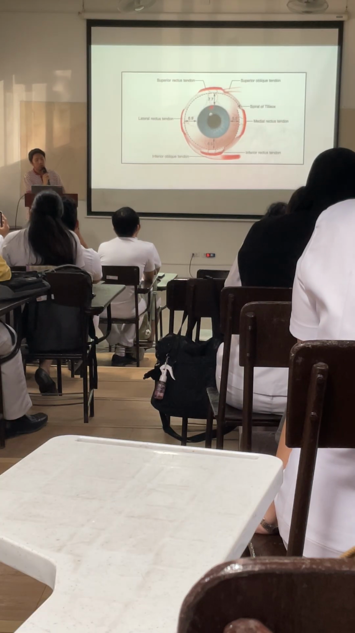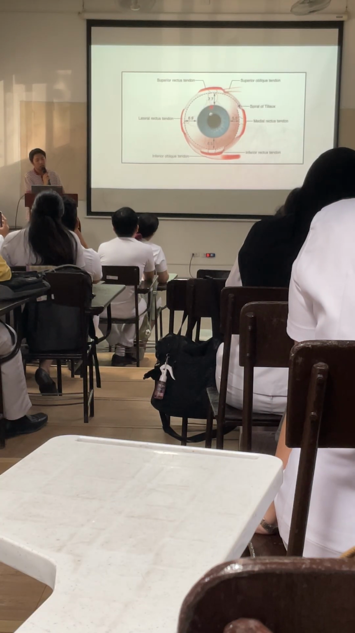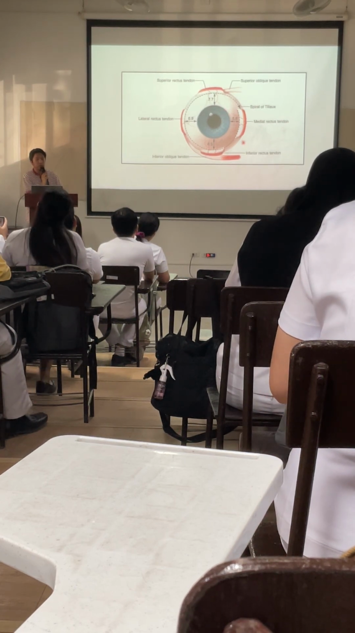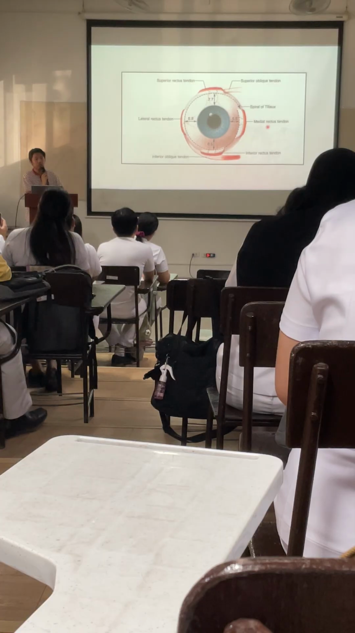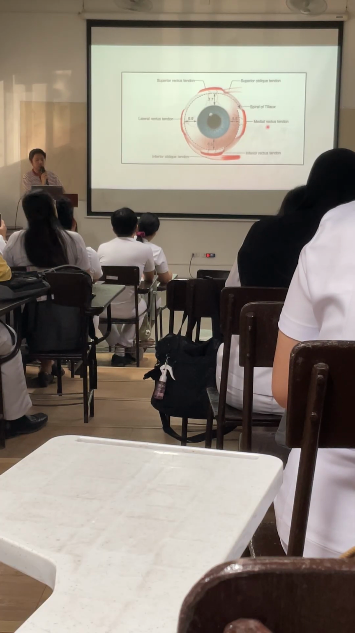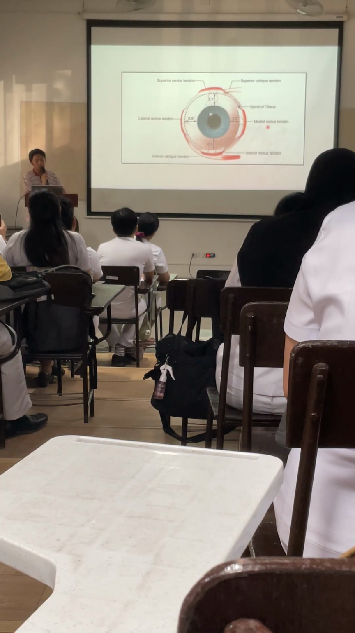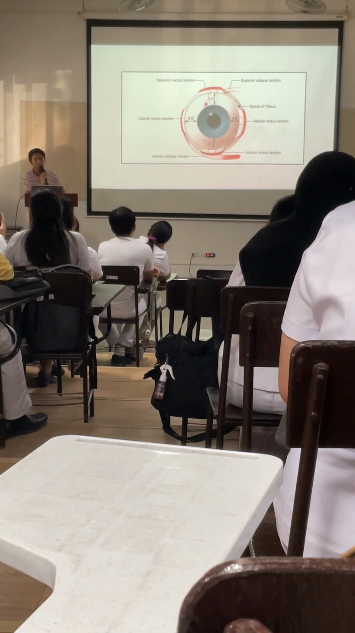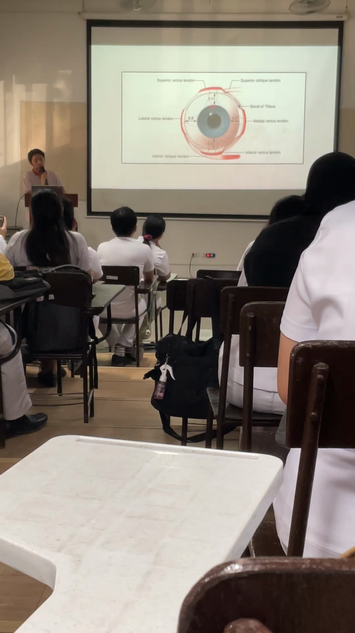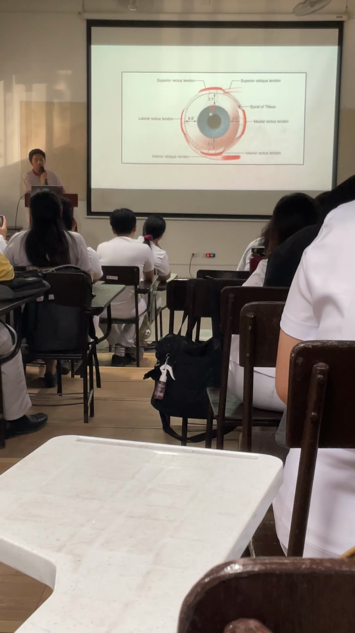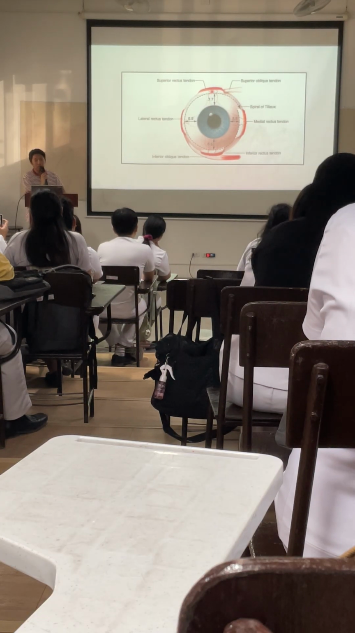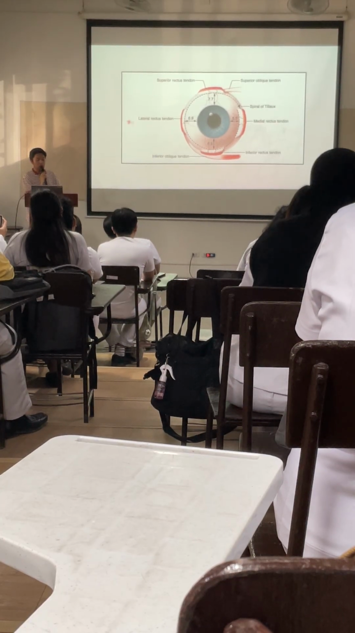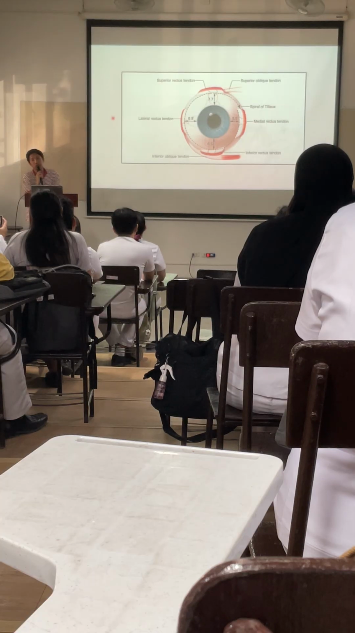So here you would see the muscle insertions. Each muscle is inserted in different measurements from the eye. Your medial rectus has the shortest insertion, which is 5.5 millimeters from your limbus, and your superior rectus has the longest insertion at 7.7. So if we measure a ruler from the limbus up to 7.7 millimeters, then we would know where the superior rectus muscle insertion is.